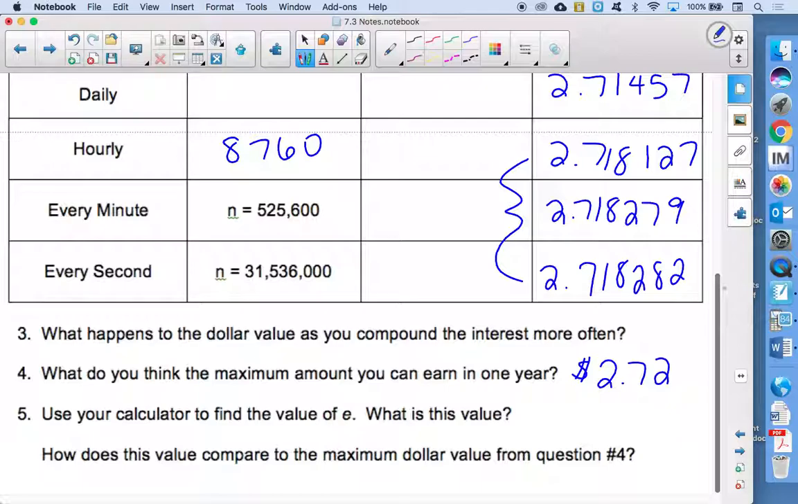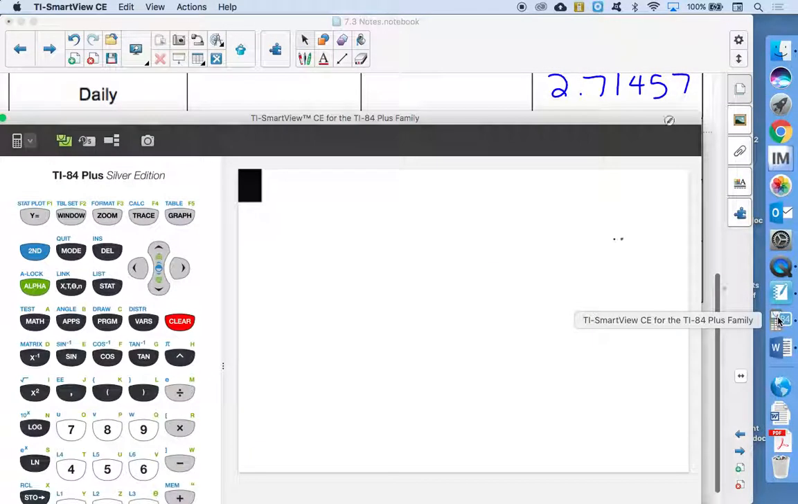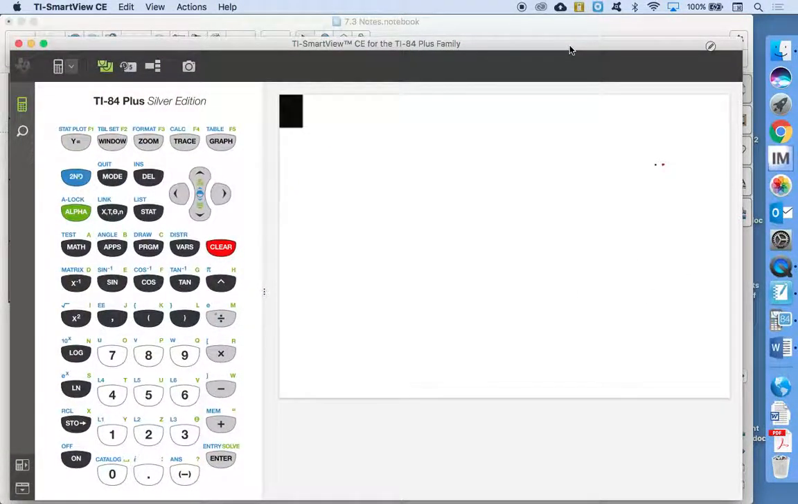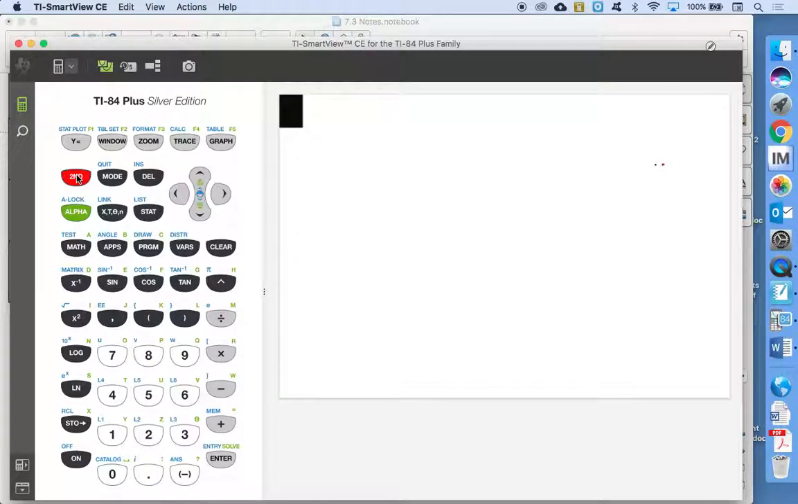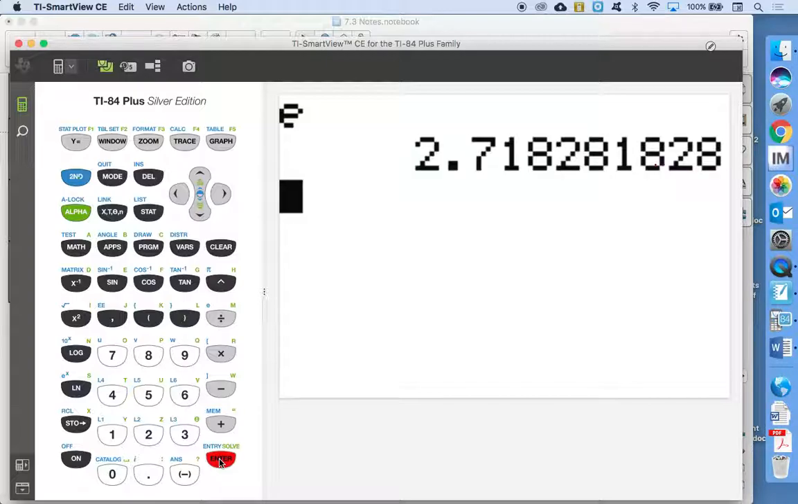So on your calculator, there is an E. If you take out your calculator, look at the right side of the calculator at the division bar. Above the division bar there is an E. So if you hit second division, and then hit enter, it calculates E for you.